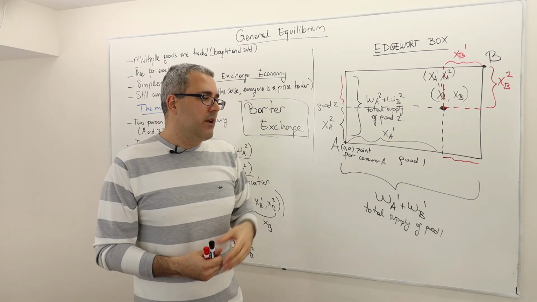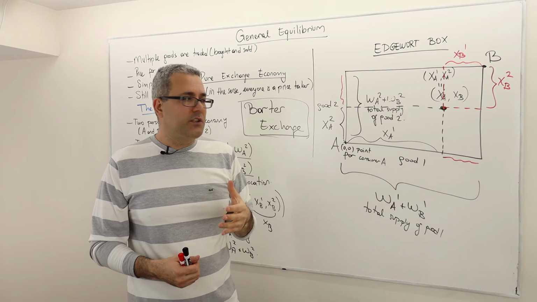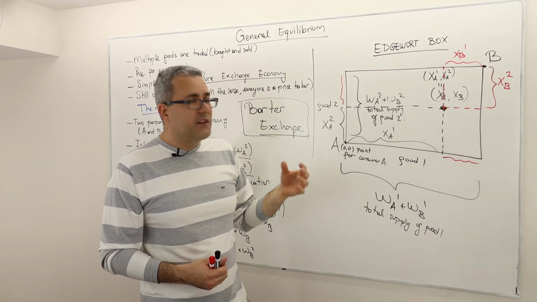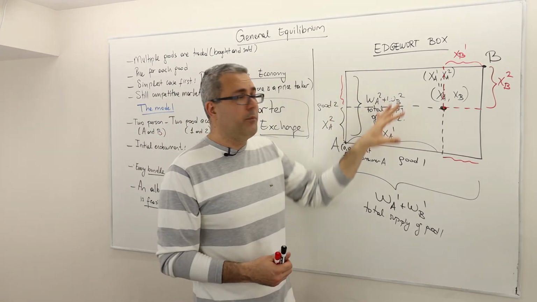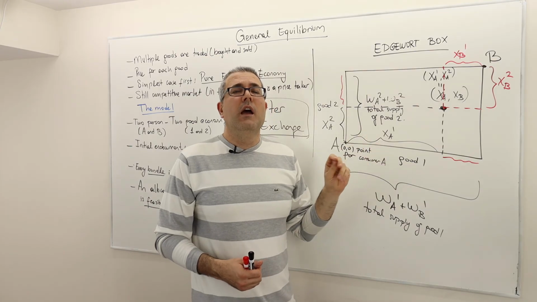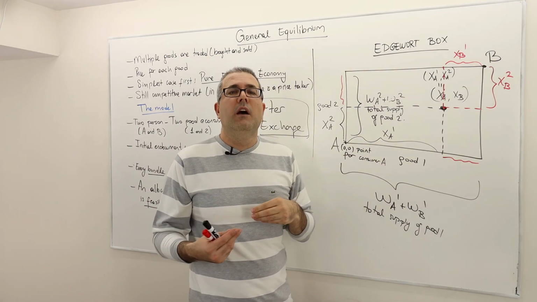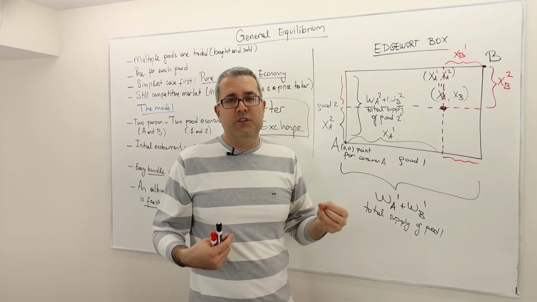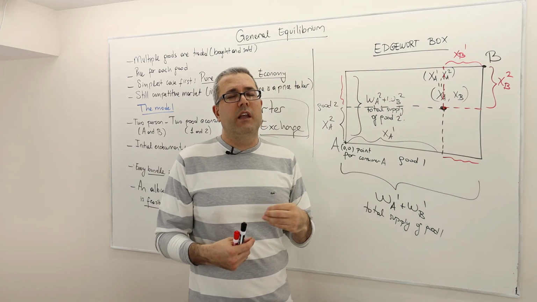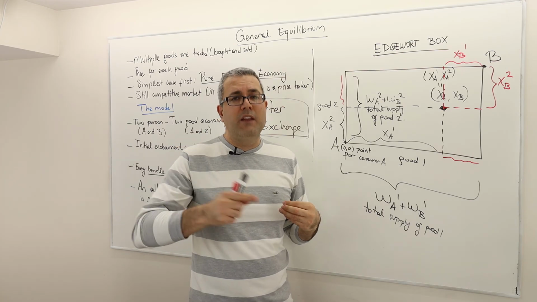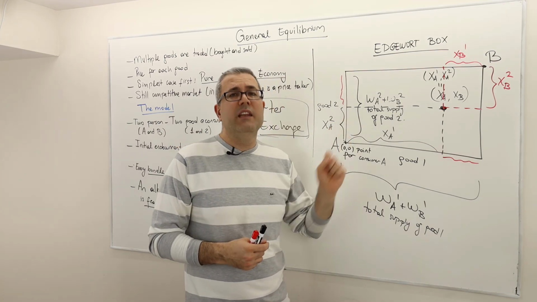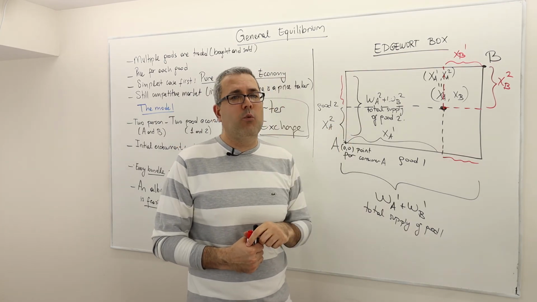Next I'm going to ask questions like, if they bring some initial endowment, which has to be in this box by the way, are they willing to make a trade? Are they going to exchange these goods? And if so, where are they going to end up? To answer those questions, we need this box, and you'll see how we use it.